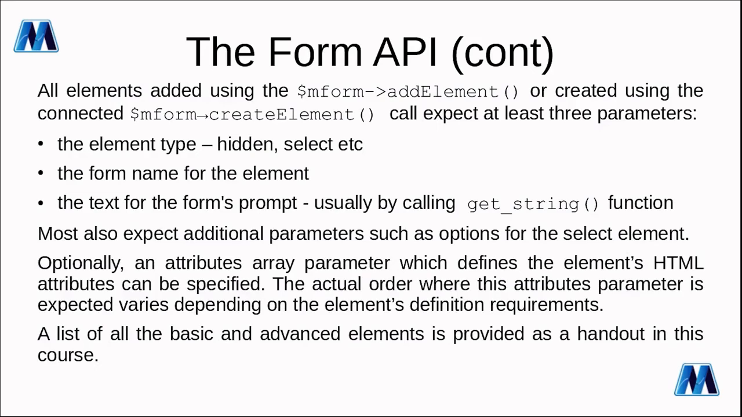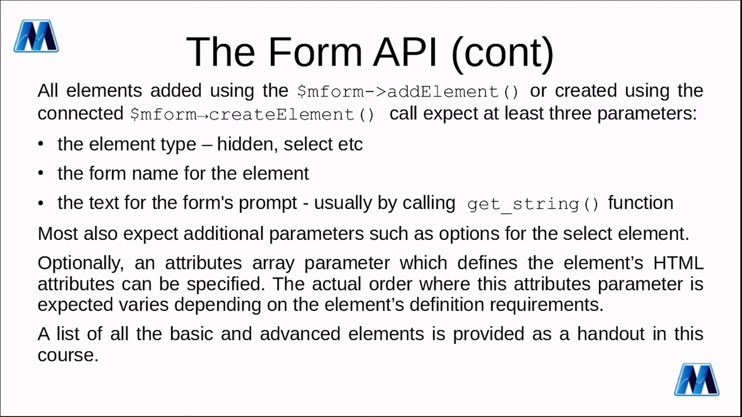So all elements are added using the addElement method or created using the createElement method, right? And all calls expect at least 3 parameters. So the element type, so whether it's hidden, select, text, etc. The form name for the element, and the text for the element's prompt or the label. So the text for the label.